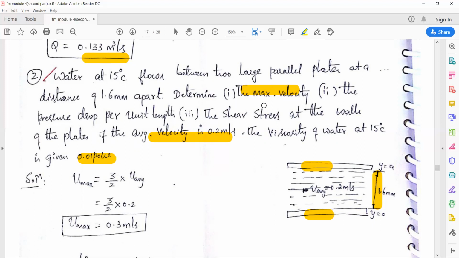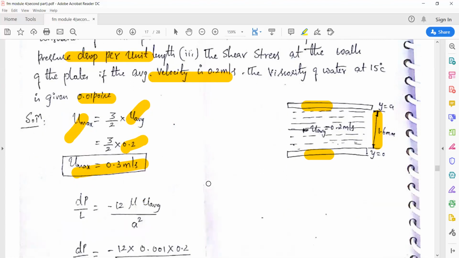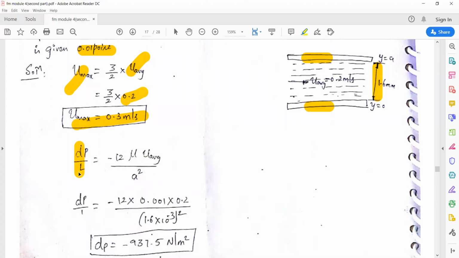So first you need to calculate is maximum velocity. So we have the expression, maximum velocity is 3 by 2 of average velocity, right? And the average velocity value they have given, you can substitute. So 3 by 2 of average velocity 0.2, you will get the maximum velocity. So next they are given pressure drop per unit length. Length is 1 meter, per unit length they are given.